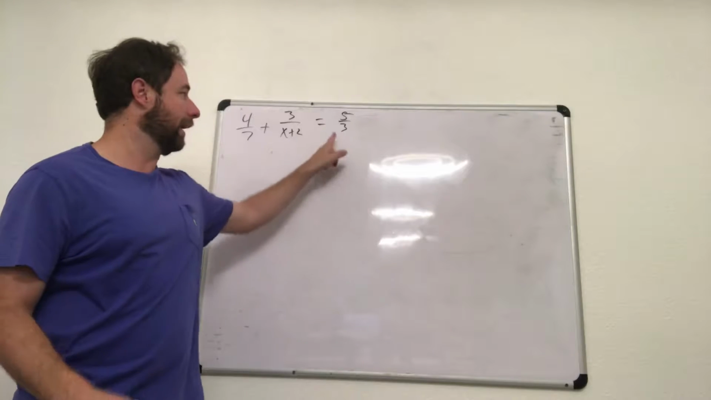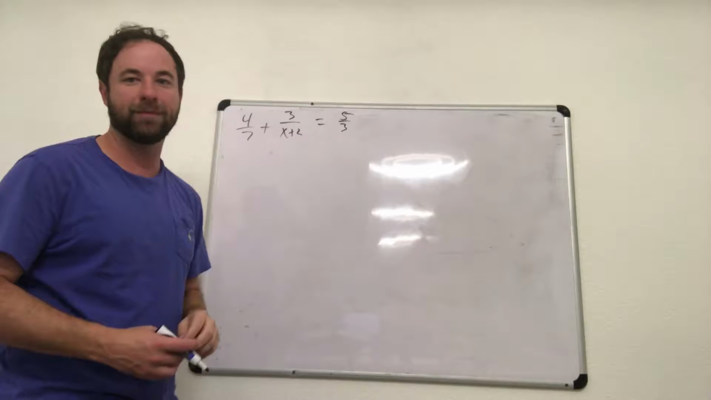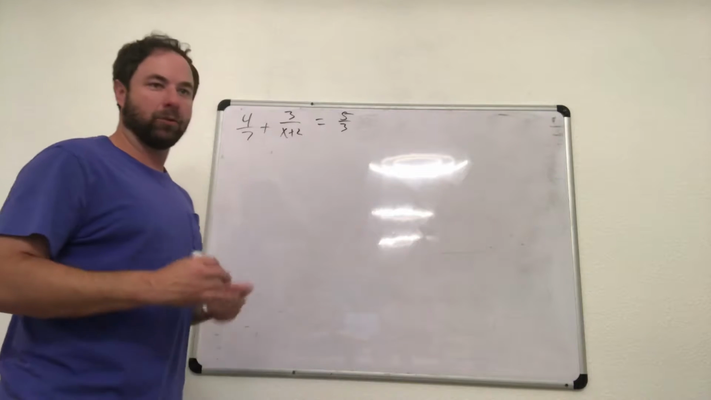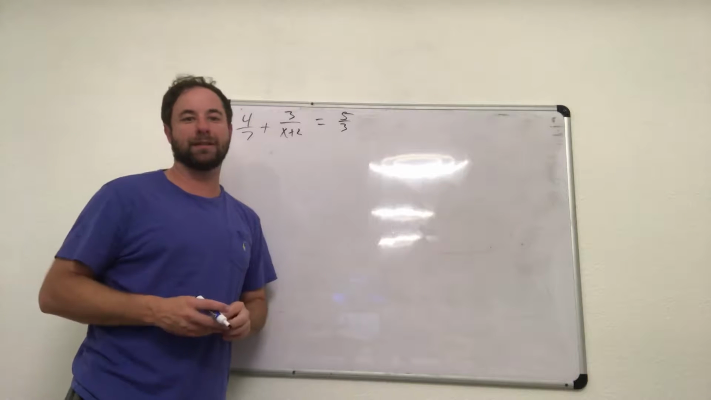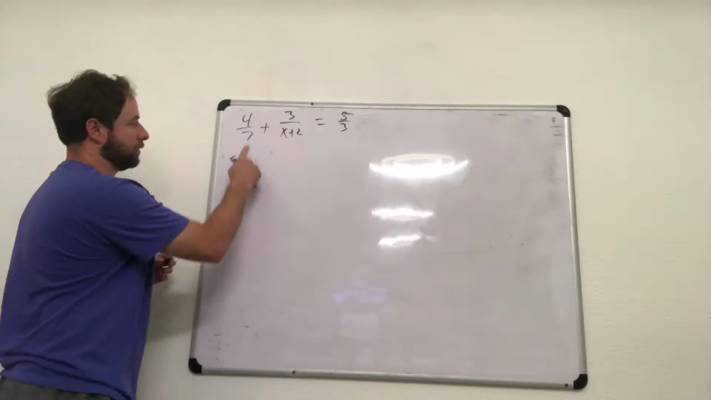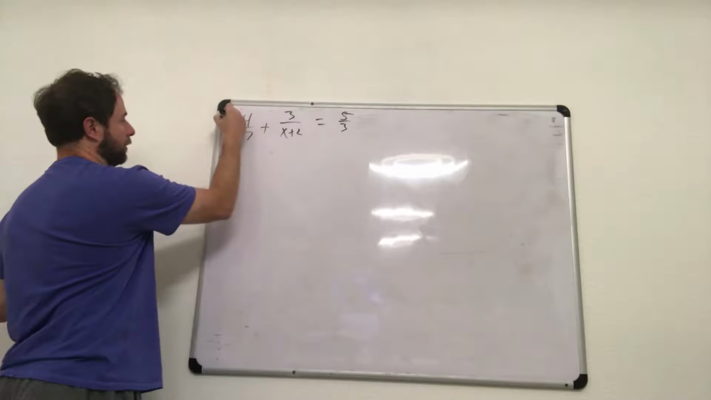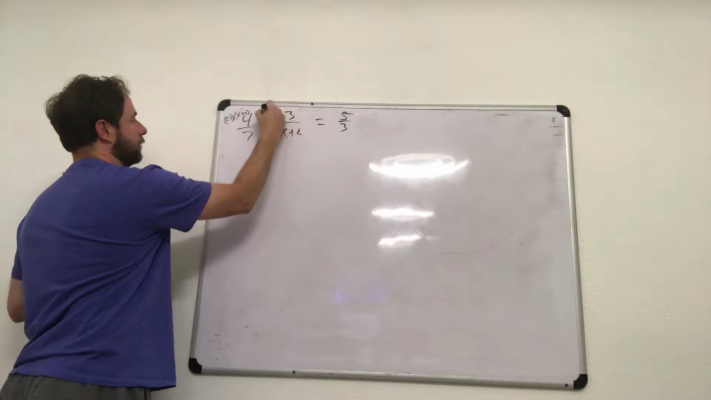Well, you can only do that if you have an equal sign. And because we do have an equal sign, we will go for the easier route, eliminating the denominator. Now, the way you eliminate the denominator is you're going to multiply everything times the common denominator. And the common denominator here is going to be 21 times x plus 2. So we're going to multiply everything times 21 times x plus 2.